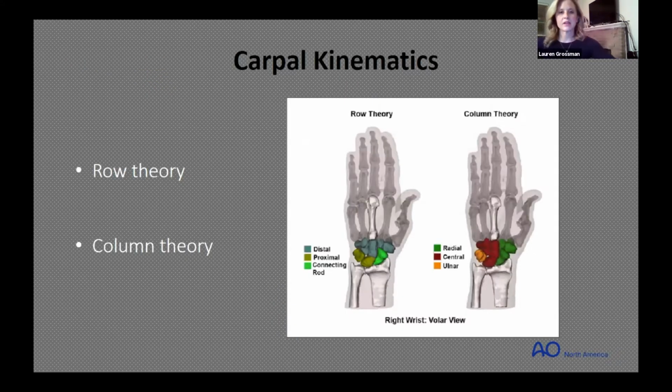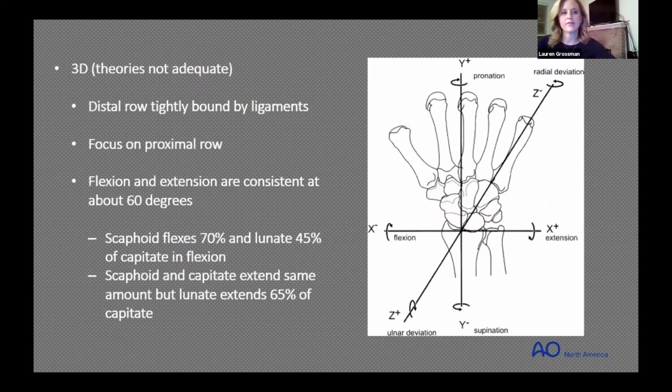So carpal kinematics, there are multiple theories out there. There was the row theory, which basically talked about your distal row, your proximal row, and your scaphoid, which was your connecting row. And then there's the column theory with your radial, central, and ulnar columns, which recently have been shown to be not quite adequate. So there are 3D theories, and still more theories coming out as we continue to have more research on the carpus. This theory really focuses on the proximal row, as the distal row is quite tightly bound by ligaments.